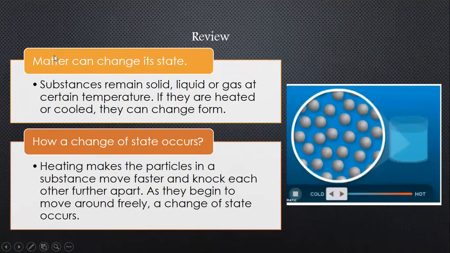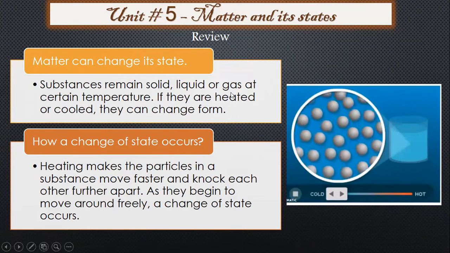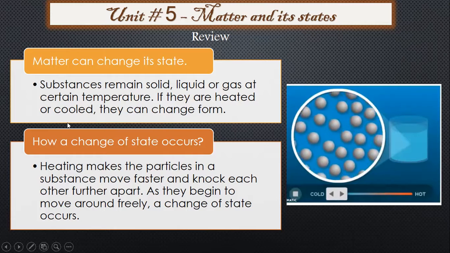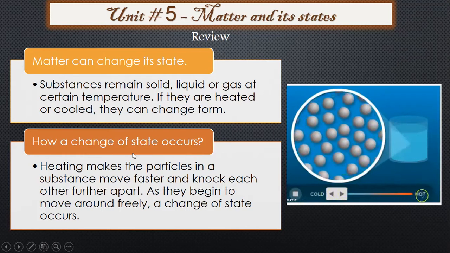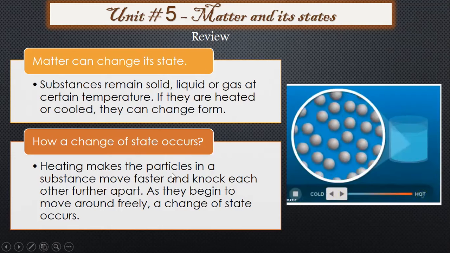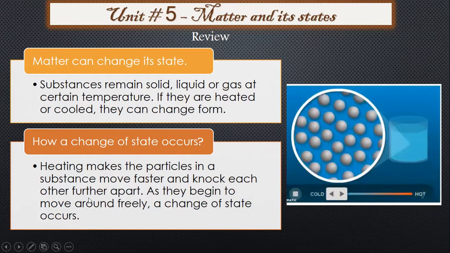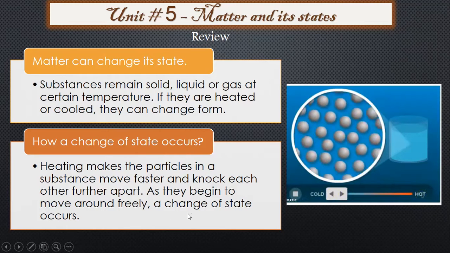After that, we read about how matter can change its state. Yes, a simple example is ice. Substances remain solid, liquid, or gas at a certain temperature. If they are heated or cooled, they can change form. How does a change of state occur? Heating makes the particles in a substance move faster and knock each other further apart. As they begin to move around freely, a change of state occurs.